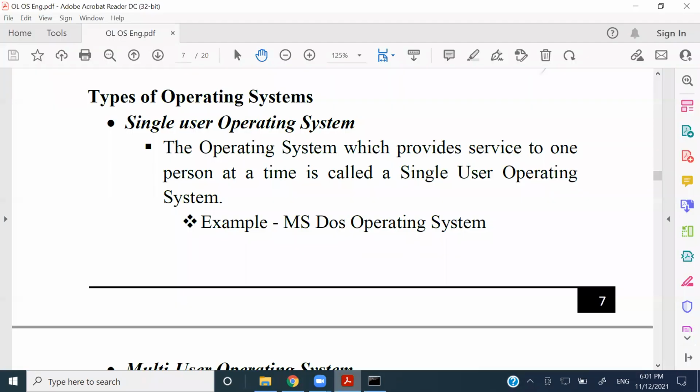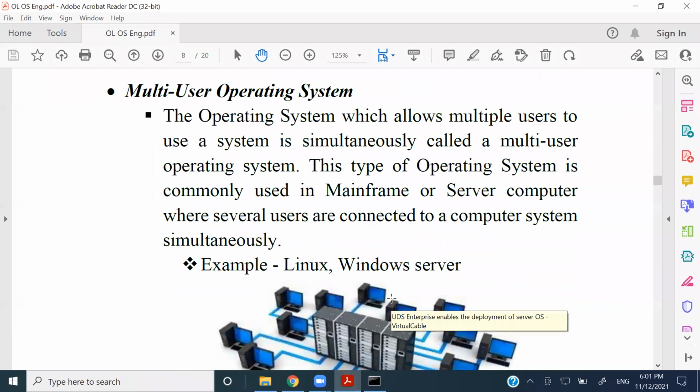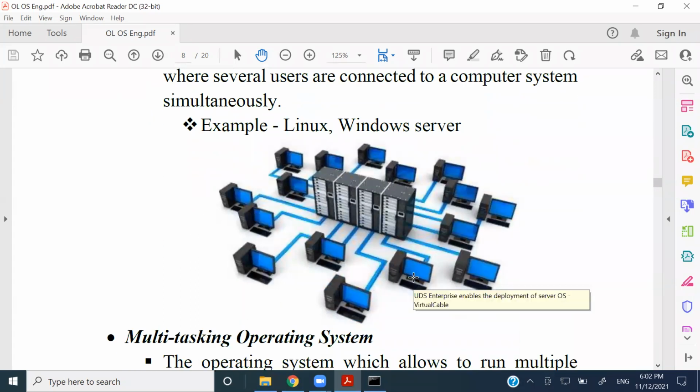Okay, so next we are going to talk about the multi-user operating system. From its name, we can understand this is an operating system which can be used by lots of users, unlike the operating system in our computers, right? So at a given time, these operating systems will be accessed by many different users, like it describes in the picture.